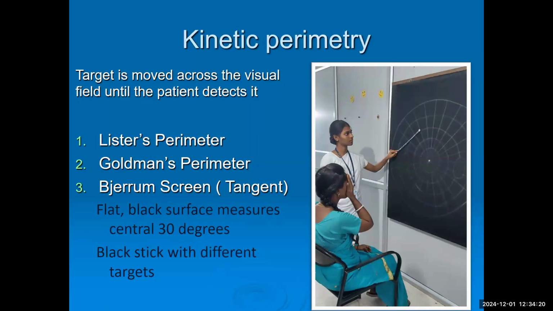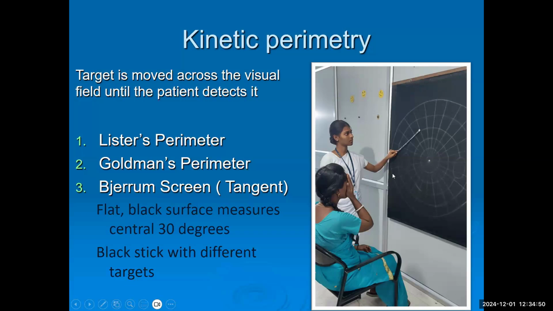Kinetic perimetry. In this, kinetic means movement, or something which is moving. So the target is moved across the visual field until the patient detects it. The target itself moves from the non-seeing area to the seeing area. They keep bringing it, and as soon as the patient detects it, they have to tell that yes, I can see, and then we mark the point.